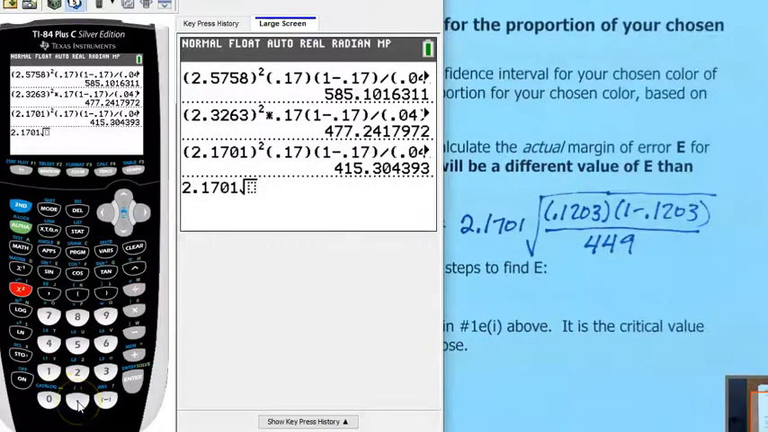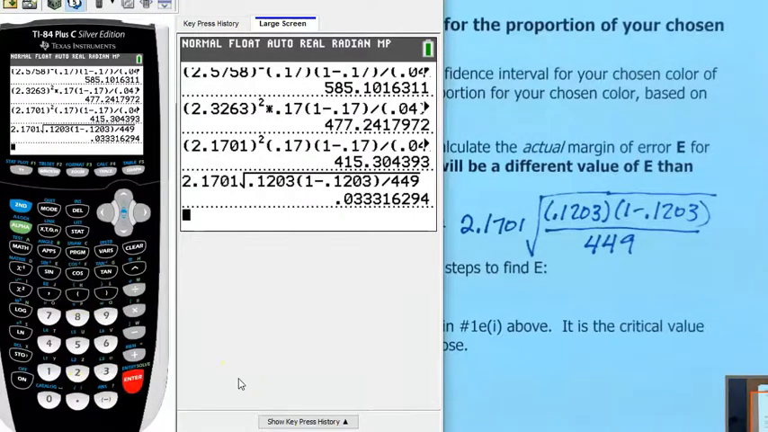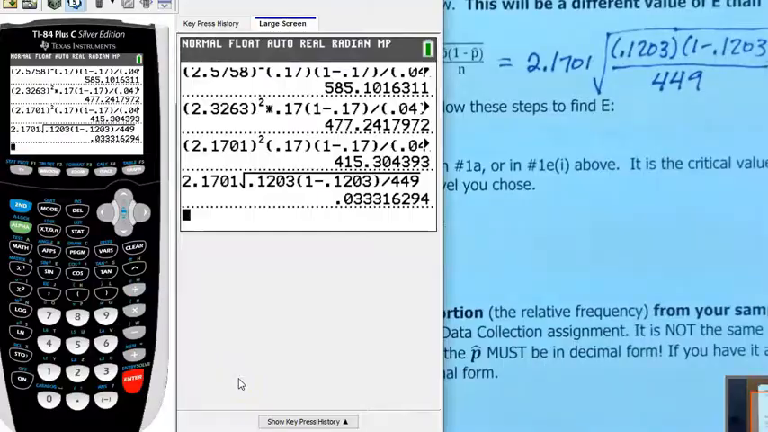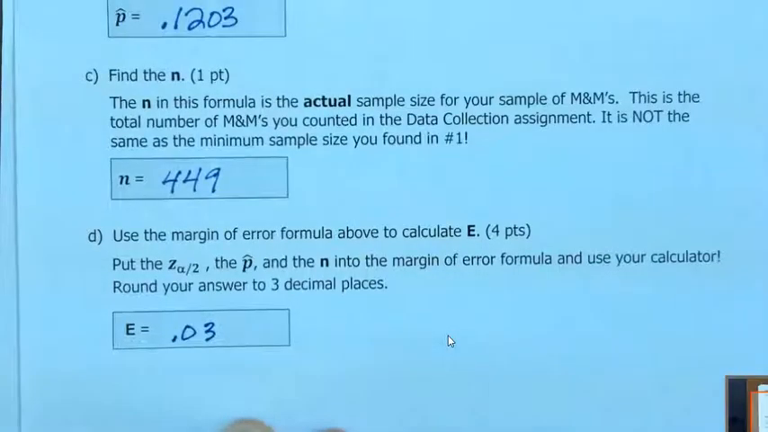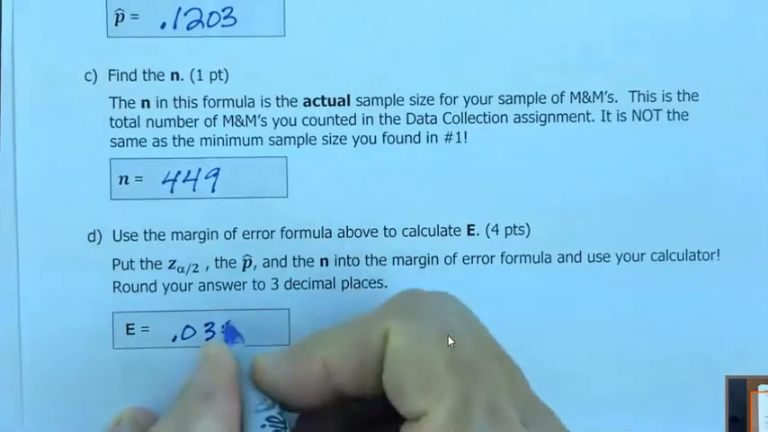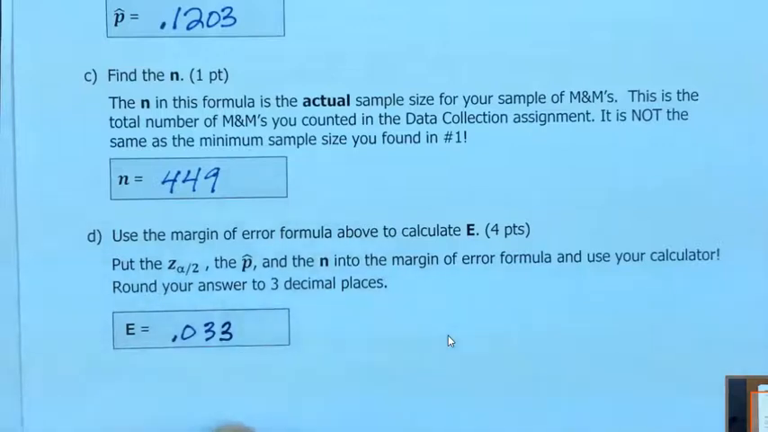Also, if you're doing this piece by piece, try not to round your numbers. If you do have to round, take them out to something like 6 decimal places so that you don't end up with a large rounding error. And this is going to be my actual margin of error. In the assignment, it asks you to round this to 3 decimal places. So for me, that's going to be 0.033.